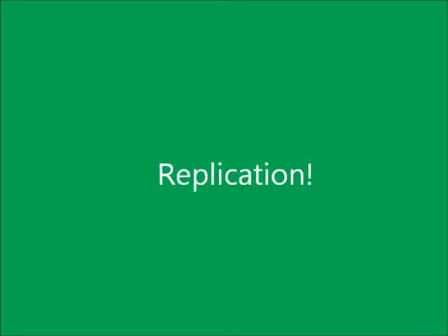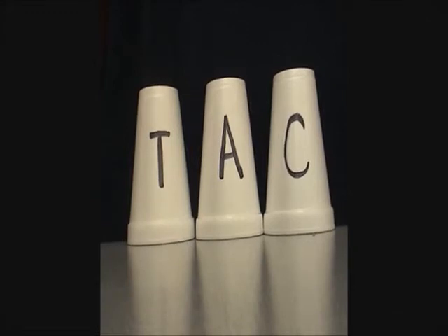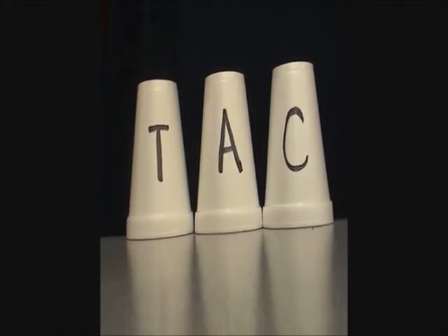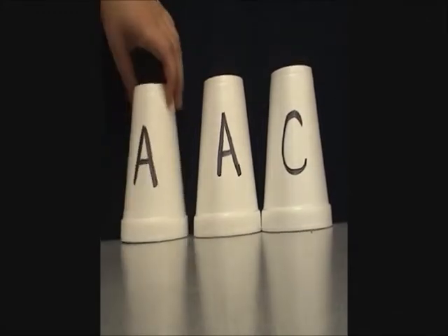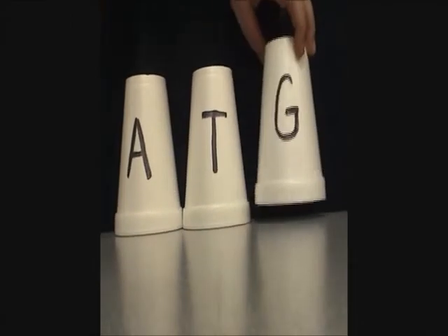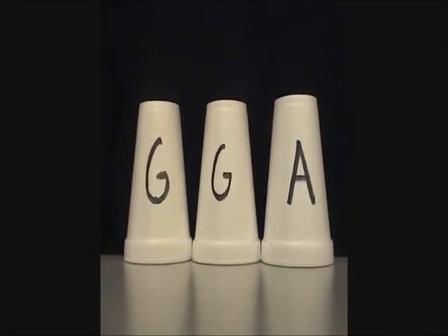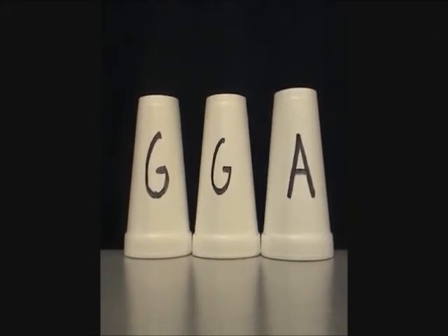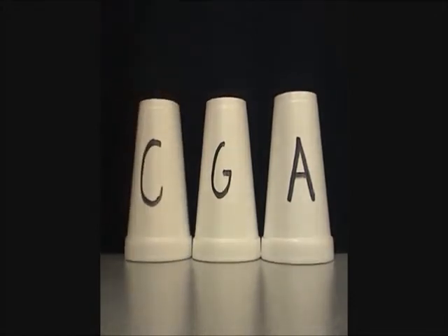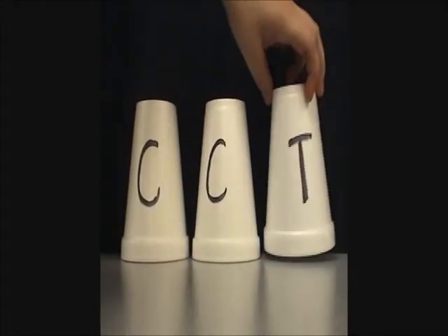Now let's try some replications. The first set of DNA is TAC. In replication, the T turns to A, the A turns to T, and the C turns to G. The second codon is GGA. The G turns to C, the second G turns to C, and the A turns to T.